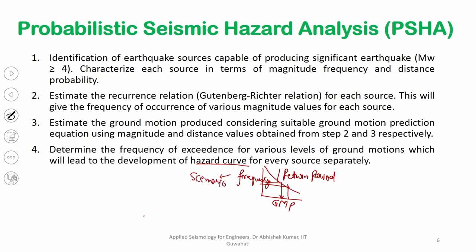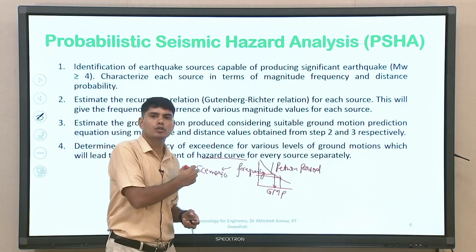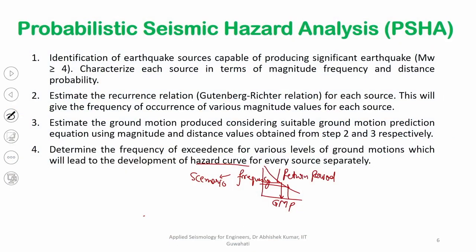If we are targeting some scenario which has, say, a 2% probability of being exceeded in 30 years, 40 years, or 50 years, correspondingly we can find out the frequency, the lambda value, of that particular scenario. And based on the total hazard curve corresponding to that frequency, we can find out how much ground motion has this particular scenario frequency of occurrence. So, that is the advantage of the total hazard curve.